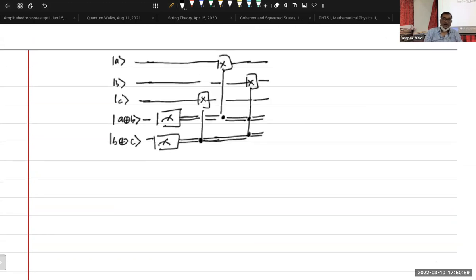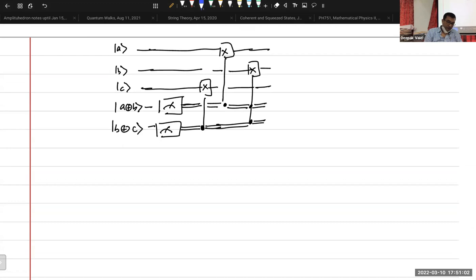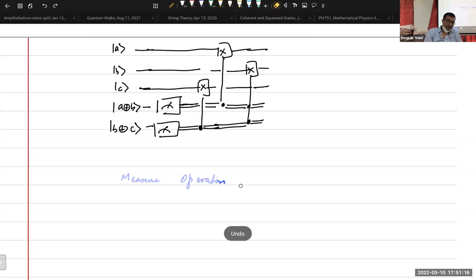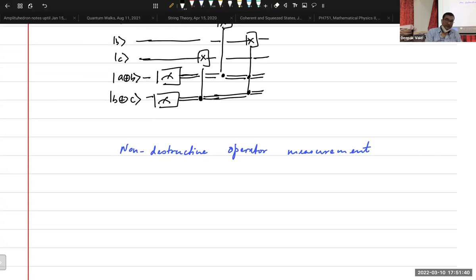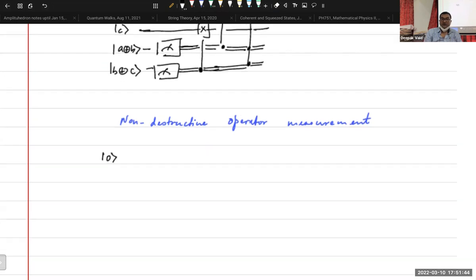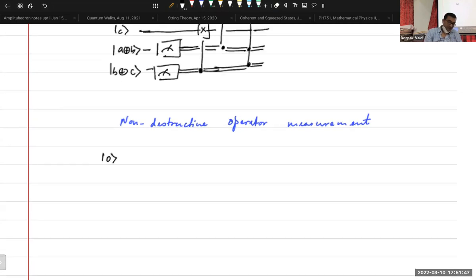So as an example, what we want to do is measure operators, the action of some operator on a state, without destroying the state. So maybe I'll call it non-destructive operator measurement. Right? So now here's a circuit for that. As an example, I have some ancilla qubit.